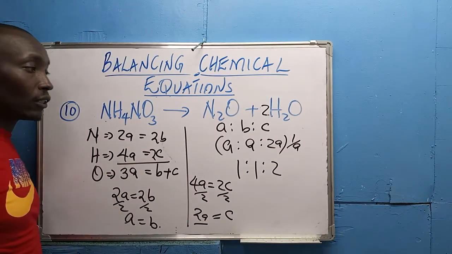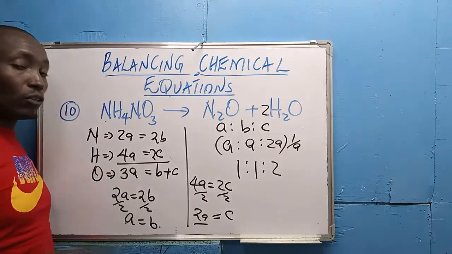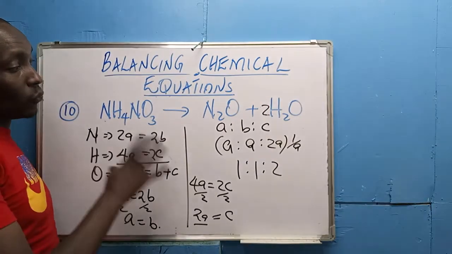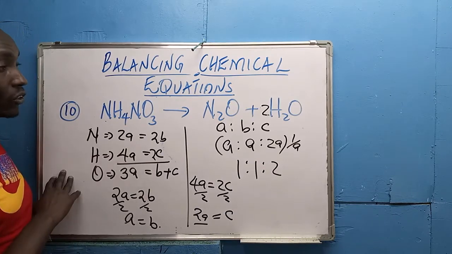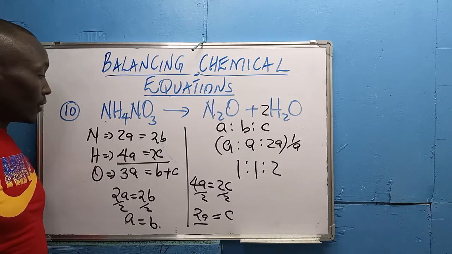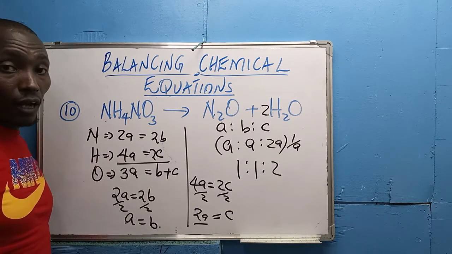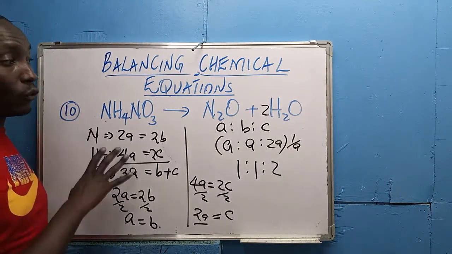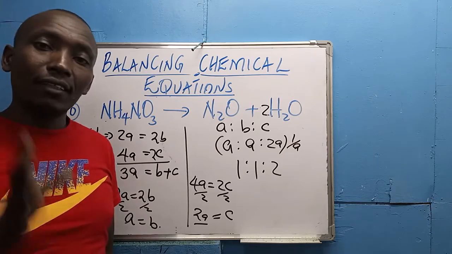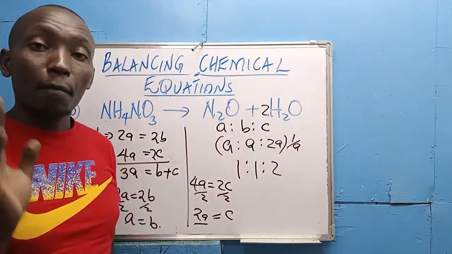Equation number 10. Otherwise, the algebra approach, a very easy way of balancing chemical equations. So maybe you can try others and you practice until you perfect. Thank you so much. That was 10 good equations balanced by algebra method.